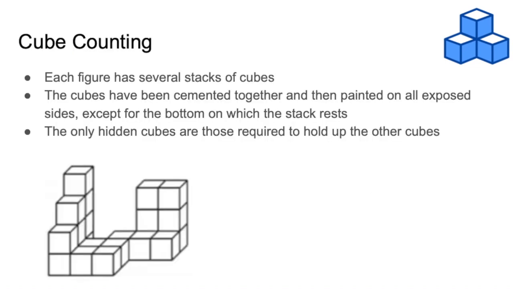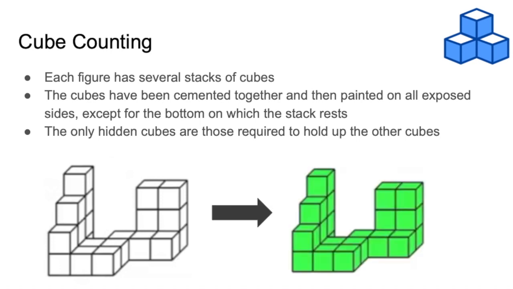In this section, there will be several figures with stacks of cubes, and each stack is made by cementing the cubes together. You are then told to imagine that the exposed sides of the cubes are painted except for the bottoms of the cubes. You will then be asked to count the number of cubes painted a certain amount of sides. So you could be asked how many cubes have 2 sides painted, or 3, or 4.